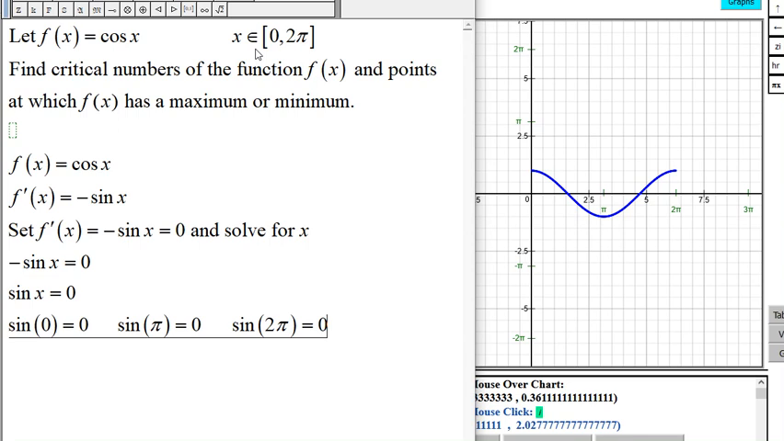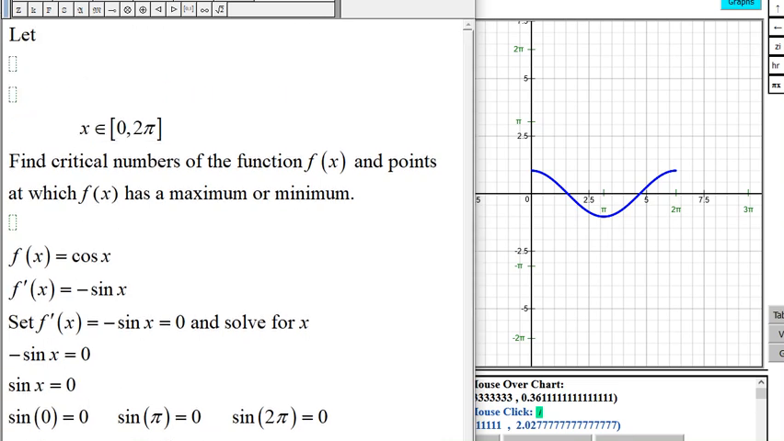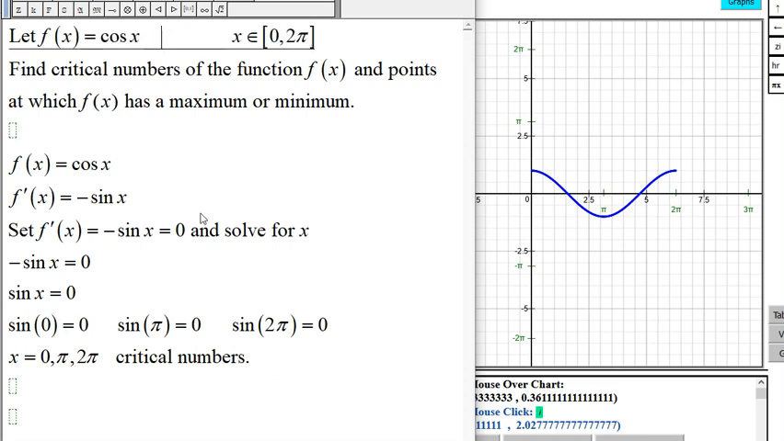And then since x is restricted to be between 0 and 2 pi, we don't need to go beyond or outside of 0 and 2 pi. And so this means that x is equal to 0, pi, and then 2 pi. And so these are critical numbers. And so we need to evaluate the function f right here at 0, at pi and 2 pi.